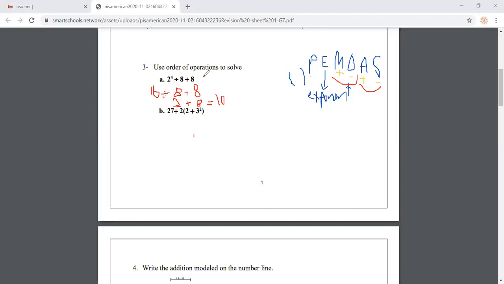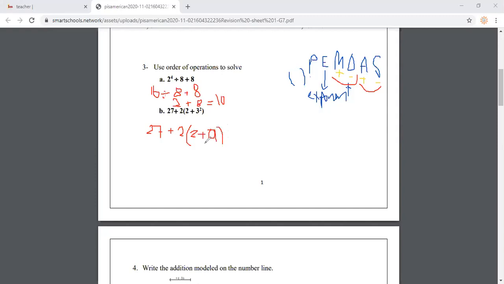Multiplication. Thank you so much. Okay, then here we have a parentheses. So all the rest of the numbers will be the same. We have 27, we write it the same, and then plus 2, keep it the same, and open a parentheses. We have 2, and inside the parentheses, we have 3 to the power of 2, which means 3 times 3. So how many will it be? It will be equal to 9.